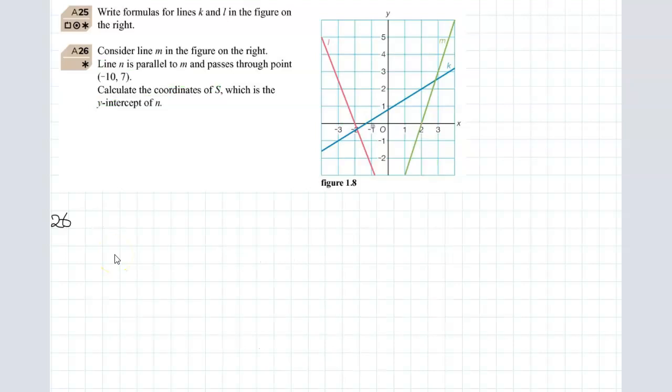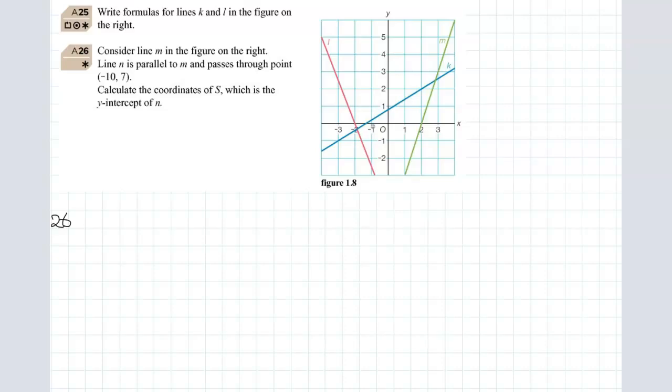Exercise 26. Consider line M in the figure on the right. Line N is parallel to M and passes through the point (-10, 7). Calculate the coordinates of S, which is the y-intercept of M.